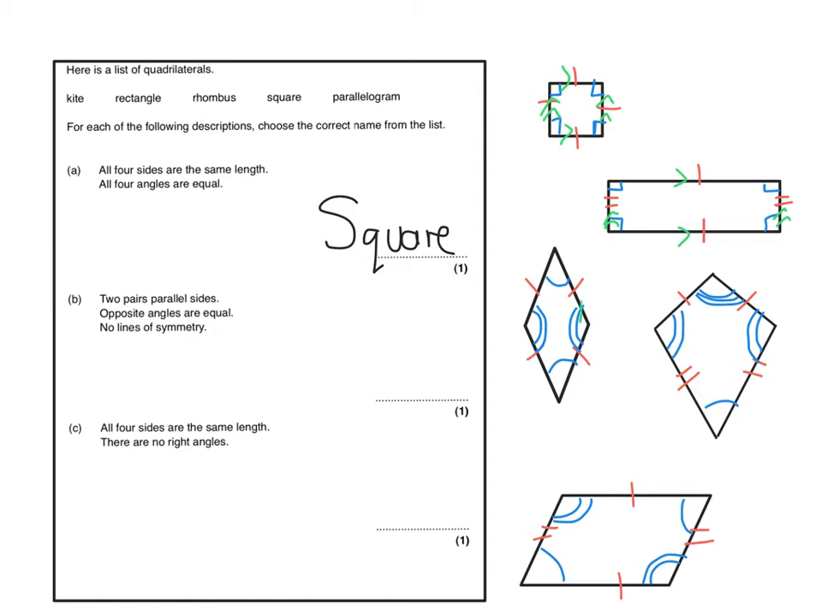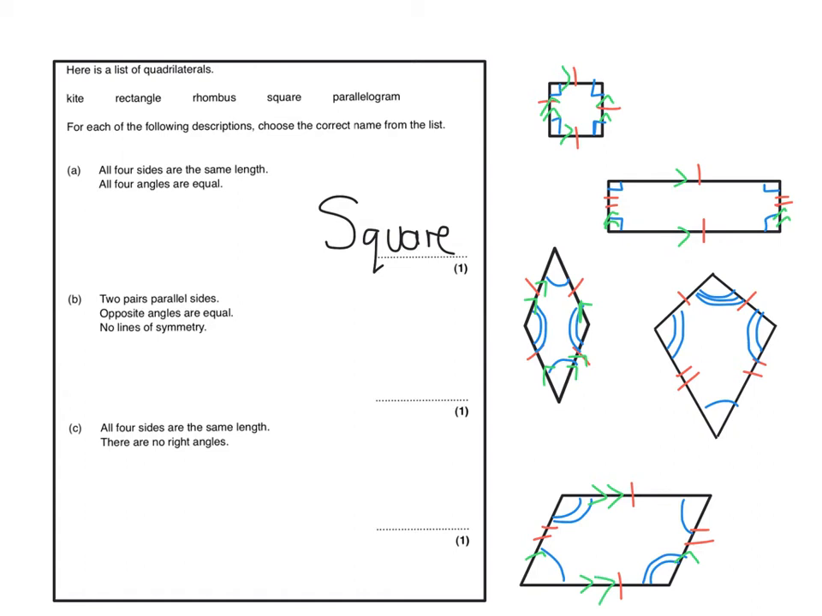Rhombus is the same as well, two pairs of parallel sides. Kite has no pairs of parallel sides, and a parallelogram obviously has parallel sides. Two pairs.